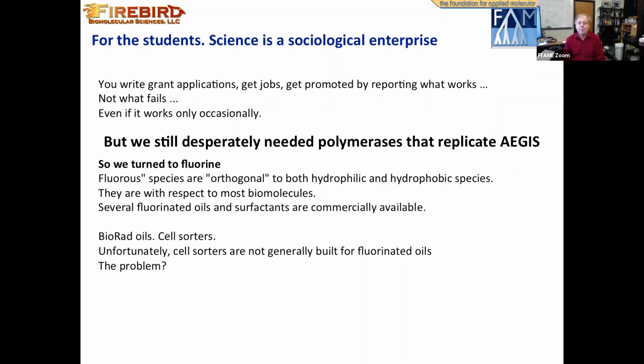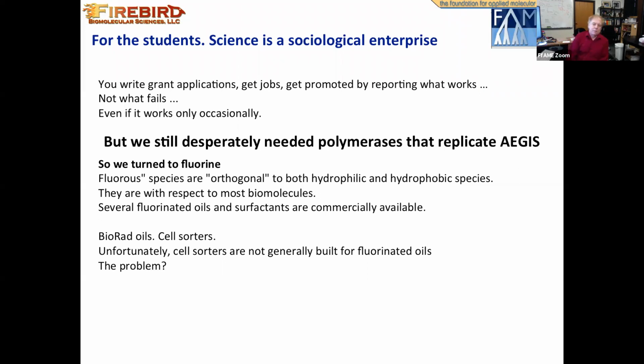All right, but we still desperately needed polymerases that replicate AEGIS. So we turned to fluorine. Now, fluorine is an unusual atom. Fluorous species are orthogonal to both hydrophobic and hydrophilic species. They are, with respect to both biomolecules, orthogonal as well. And that means that if you put a hydrophobic molecule with an enzyme, there's a good chance that the hydrophobic molecule will stick itself into the hydrophobic core of the enzyme and disrupt its function. But if you put a fluorinated molecule in, the fluorinated molecule and the enzyme usually do not interact.